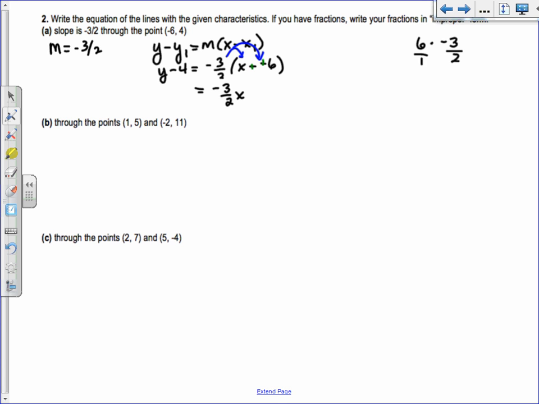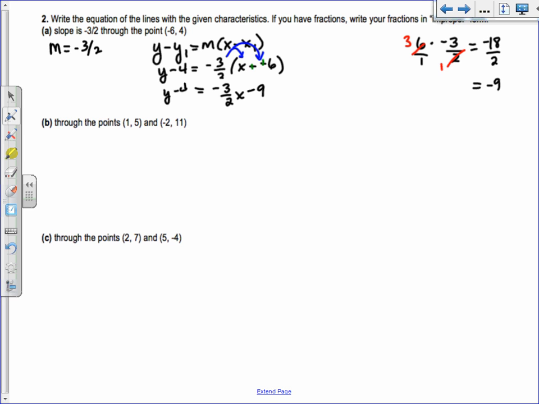It's 6 over 1. You can multiply across the top and the bottom and then reduce, or you can reduce before you multiply. Either way, so I get negative 18 over 2, which is the same as negative 9. Do you see how if you had reduced and made that 6 over 2, made it 3 and 1, you'd also get negative 9. Same thing. All right, so I get negative 9.